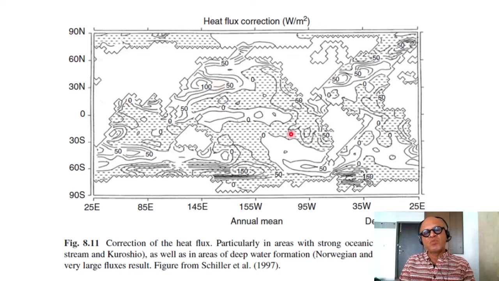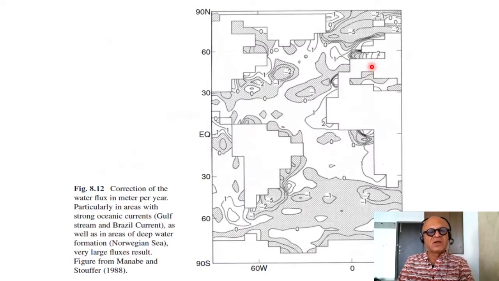Whereas here, the upwelling is happening in the right place, but the upwelled temperatures are much colder than observations, whereas here temperatures are shifted with respect to the observations because the Gulf Stream or the Kuroshio is separating in the wrong place. So dynamically the reasons for the biases can be different, but the flux correction is done the same way anyway. So here is correction of the water flux in meters per year, particularly in areas with strong oceanic currents like the Gulf Stream and the deep water formation sites.